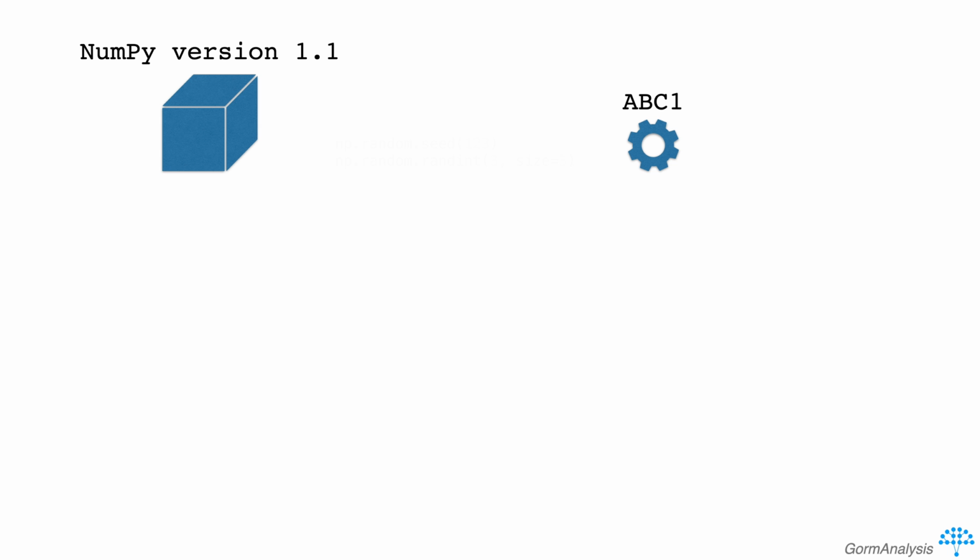Okay, so now let's see why everything I just showed you is deprecated. Let's suppose we're using NumPy version 1.1, and the current random number generator is ABC1. So when you do something like np.random.seed(123), np.random.randint(3, size=3), under the hood, the random number generator ABC1 is responsible for making sure you get back a statistically valid sequence of random integers, and anyone else using NumPy who writes the same exact code gets back the same exact sequence.